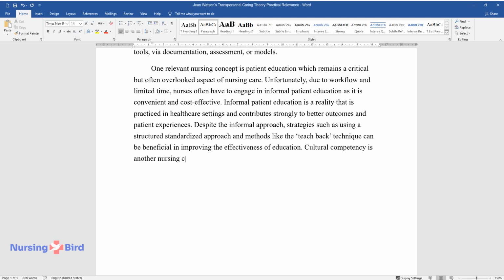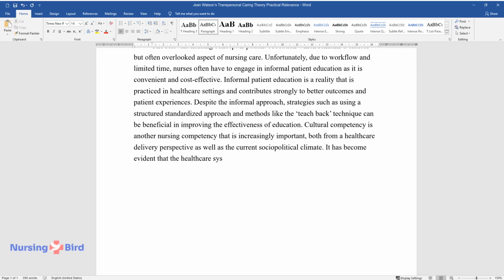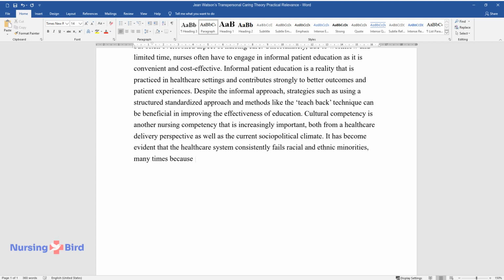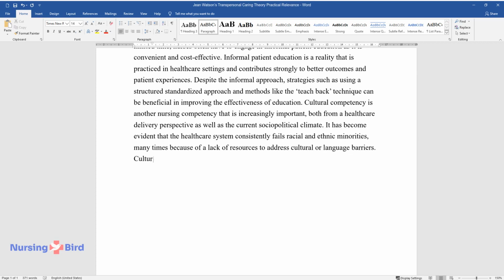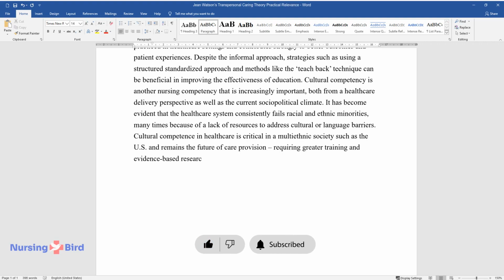Cultural competency is another nursing competency that is increasingly important, both from a healthcare delivery perspective as well as the current socio-political climate. It has become evident that the healthcare system consistently fails racial and ethnic minorities, many times because of a lack of resources to address cultural or language barriers. Cultural competence in healthcare is critical in a multi-ethnic society such as the U.S. and remains the future of care provision, requiring greater training and evidence-based research on the topic.